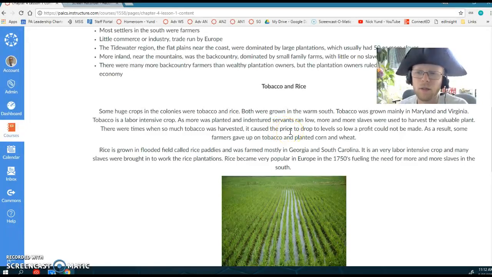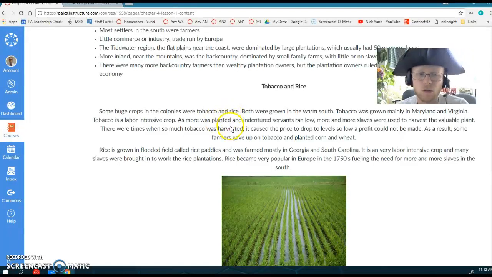Tobacco was grown mainly in Maryland and Virginia. Tobacco is a labor-intensive crop. As more was planted and indentured servants ran low, more and more slaves were used to harvest that valuable plant. There were times when there was so much tobacco harvested that there was too much supply and the price went down so much they couldn't even make a profit selling it anymore. As a result, some farmers switched to growing other crops like corn and wheat.